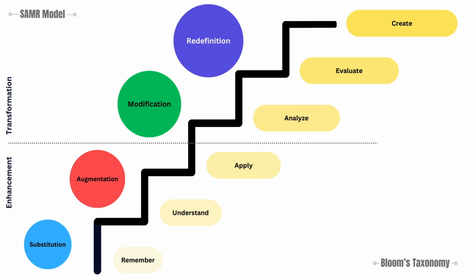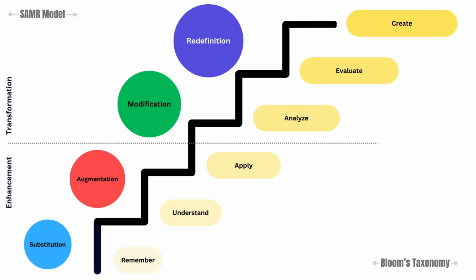The SAMR model, on the other hand, focuses on technology integration in education. It describes a progression from enhancing learning with technology to transforming it, where Bloom's helps us think about the kinds of thinking and understanding we want to foster. SAMR helps us consider how technology can support or transform these learning goals.